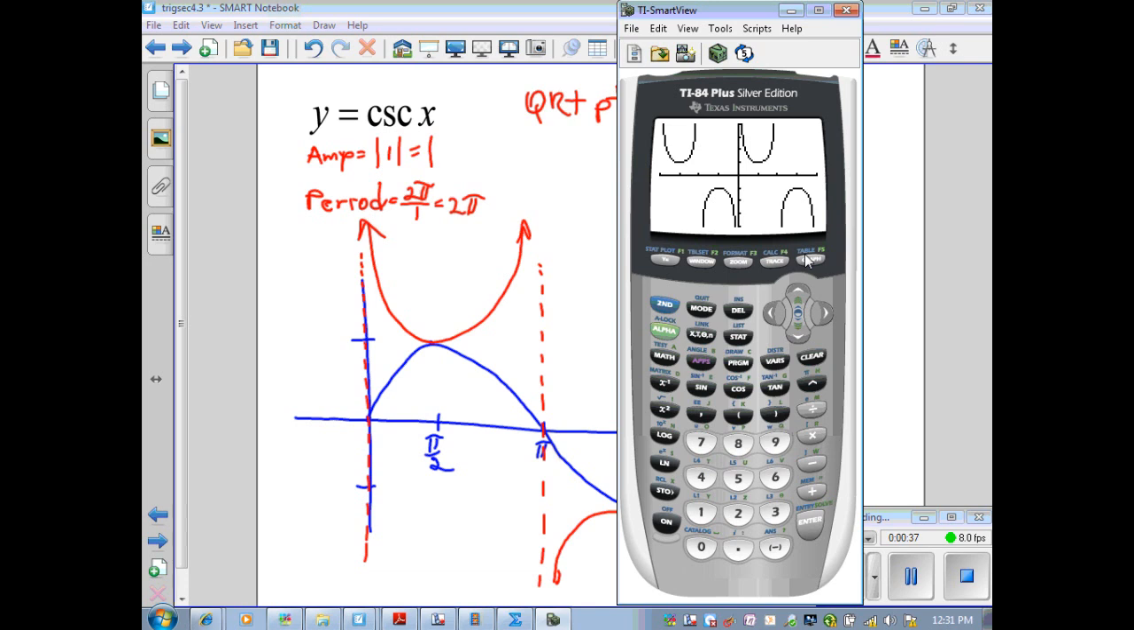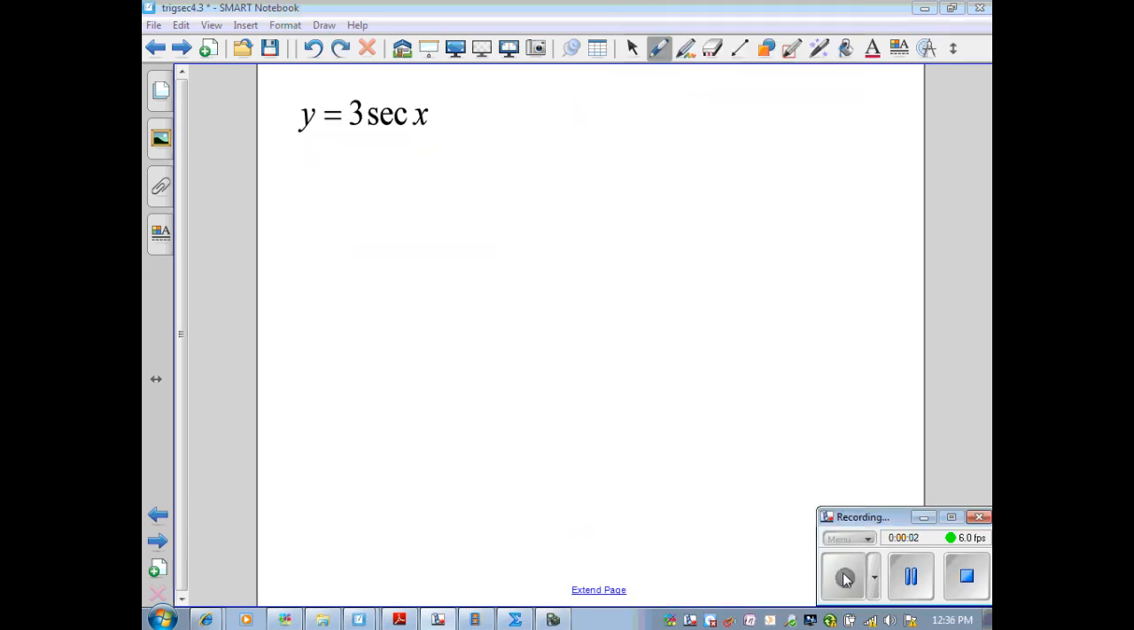Now what I did was second trace for calculate, and decided to test a value. I'm going to test here pi over 2. So second pi divided by 2, and I should get a value of 1, and I do. Therefore, my graph is correct. My next example, y equals 3 secant x.